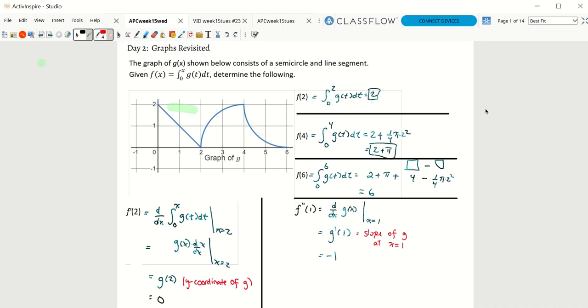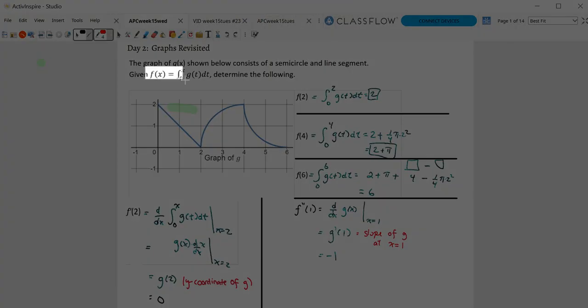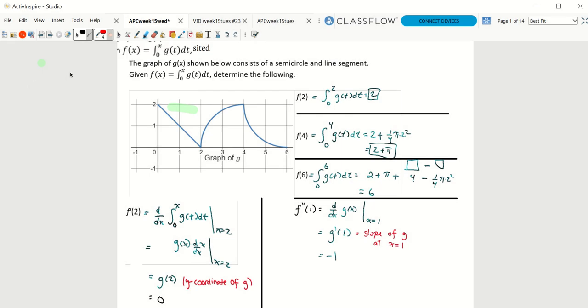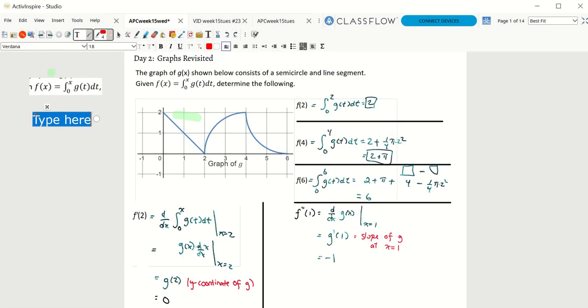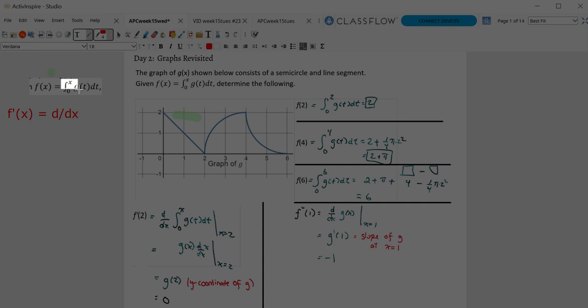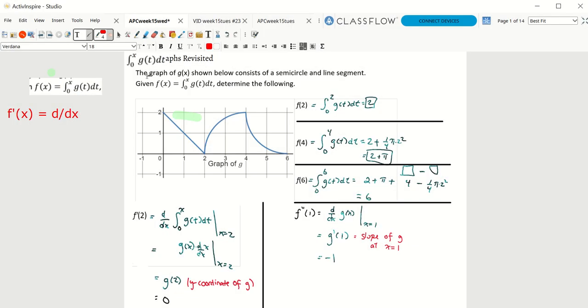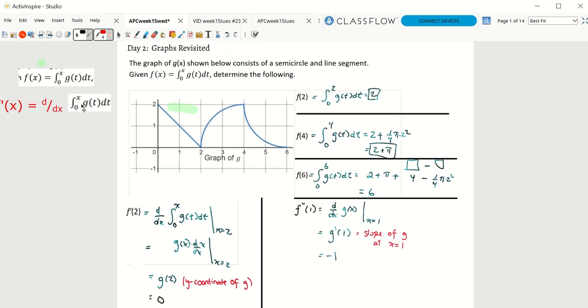Let me take this, and I'm going to copy and paste it here. Let's say I do f prime of x equals d over dx of this right here. Let me superscript this, let me subscript that. If you have this right here, these two cancel each other out. There's an undoing effect: the derivative of the antiderivative gets canceled out over here.